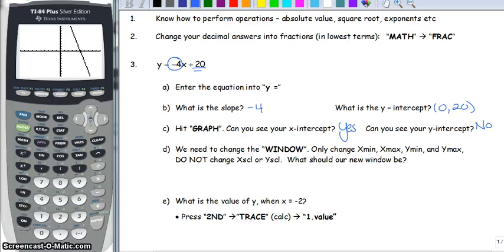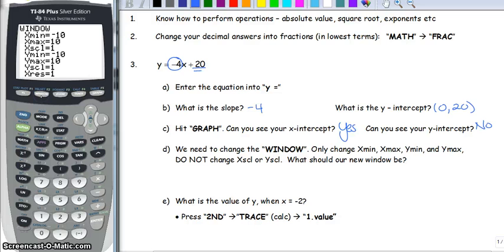And to do this, we're going to change our window. We've got x min, x max, y min, y max. You're never going to change the x scale, the y scale, the resolution, anything like that. So what we're going to do is change the x min. Oh, let's look back at our graph. We need to figure out, how do I need to move the graph?